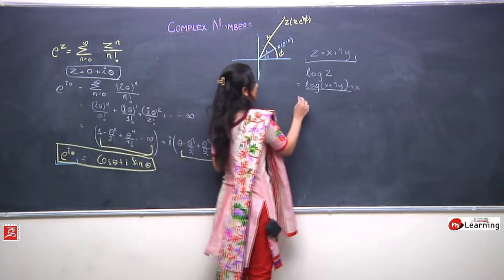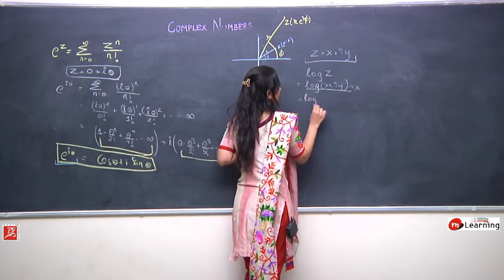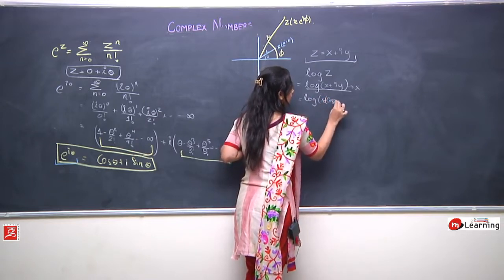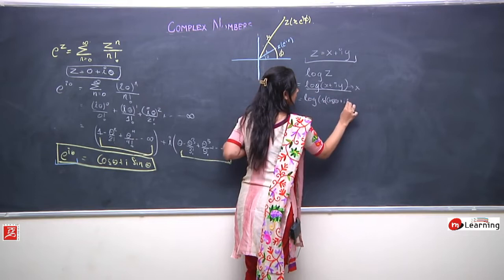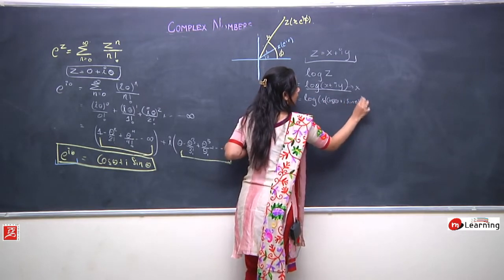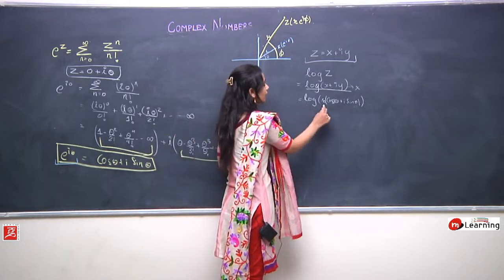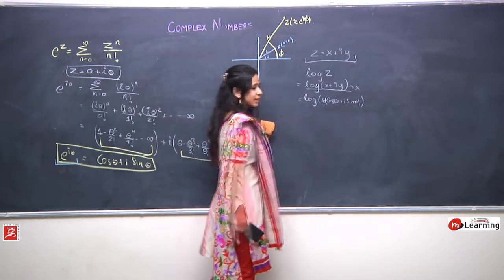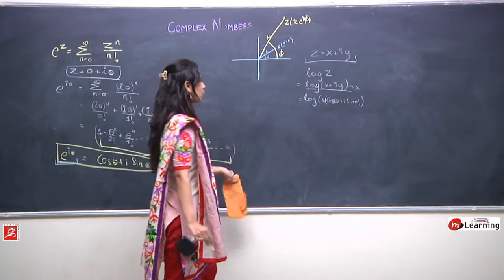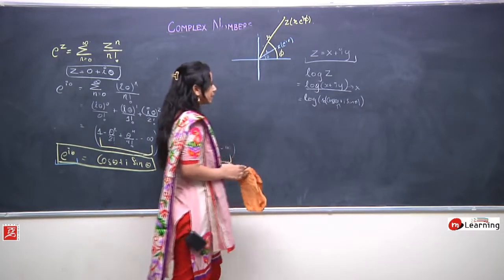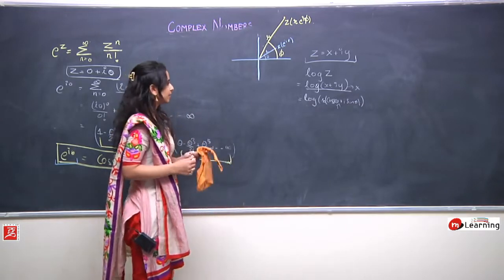Let us try the polar representation, where we have z equal to r of cos theta plus iota sin theta. At most, what I can do in this case is write this as log of r plus log of cos theta plus iota sin theta. Now again we will have to substitute the value of theta and find this. Nothing of great advantage here.